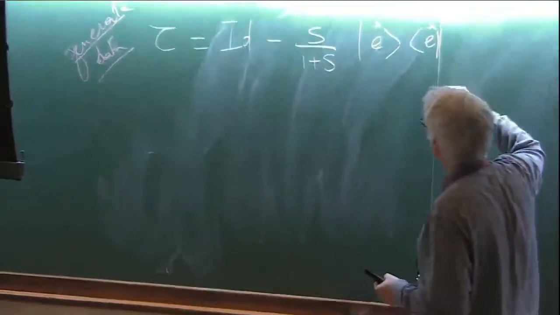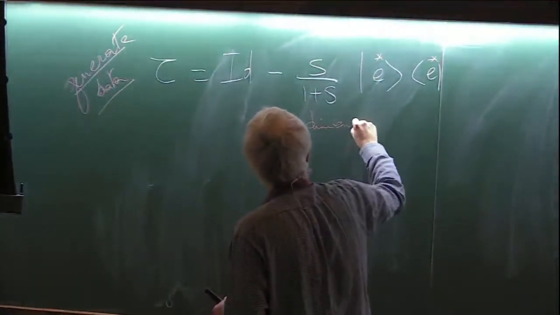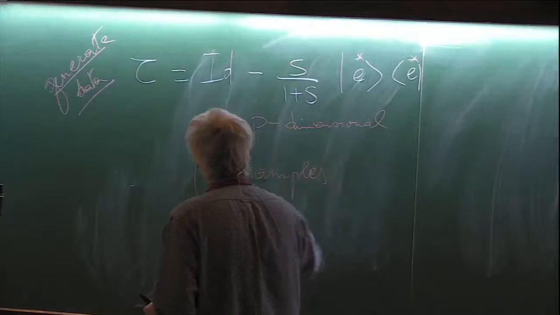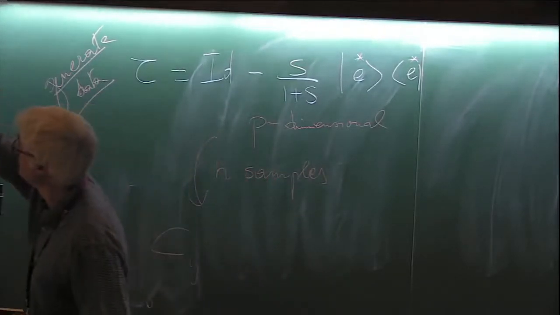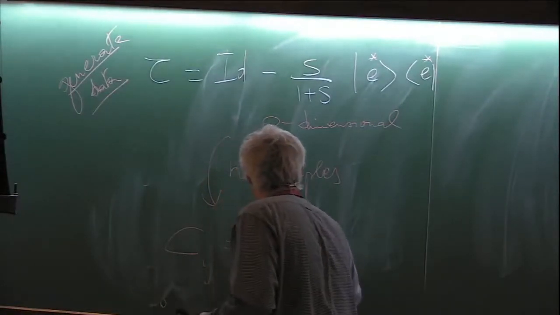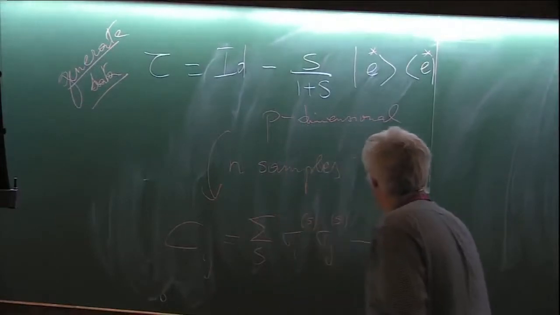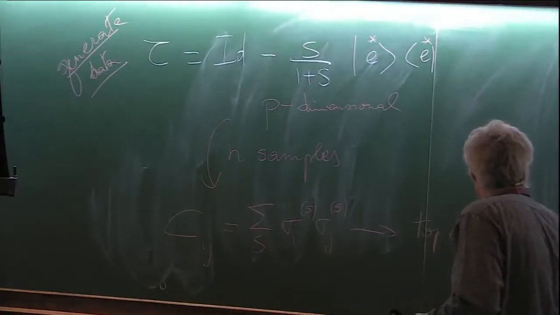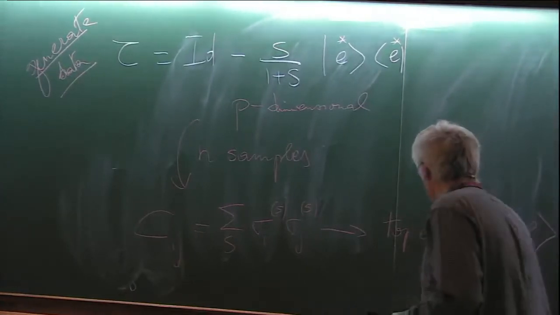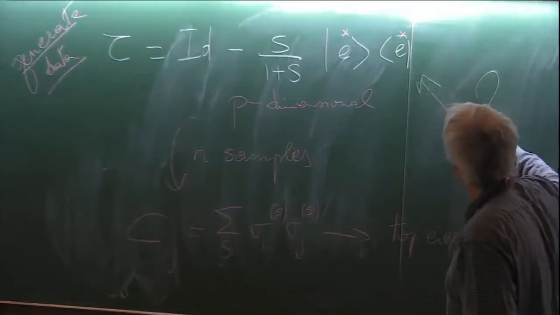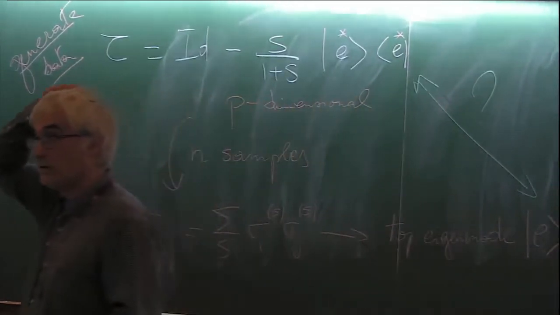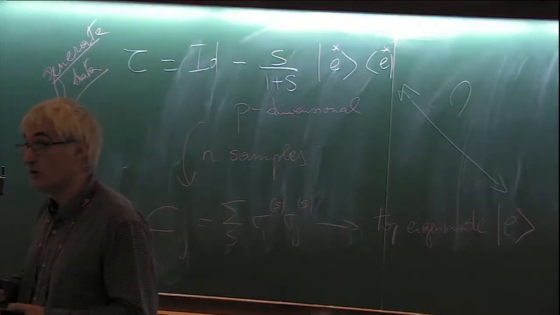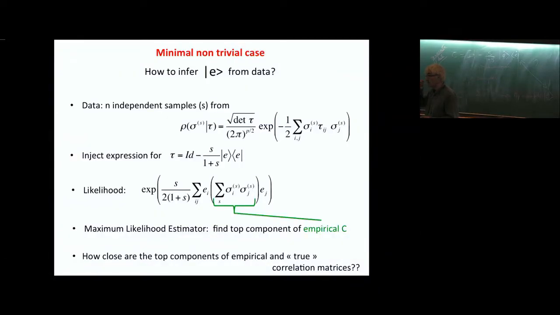So this is a p-dimensional problem, and I have n samples. Now I have a correlation matrix, C_ij, which is the sum over s of sigma_is sigma_js. I take the top eigenmode, which I call E. And now the question is whether E and E star are similar or not. That should depend on the number of data and also on the size of the problem. So am I able to find back from the data the real, underlying structure of the problem? Is it clear for the question?